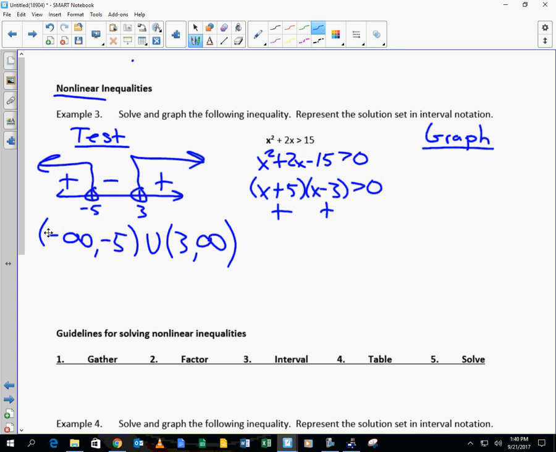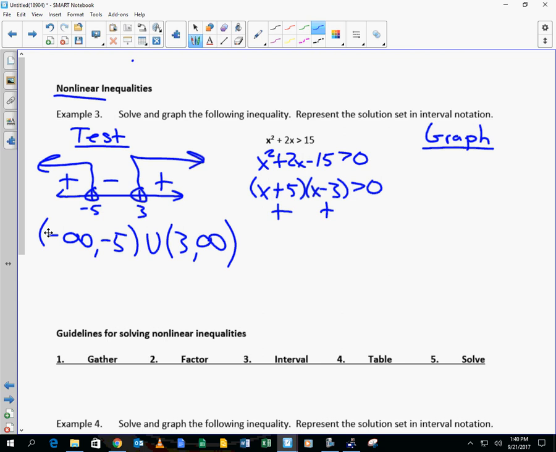Now, some of you are like, well, I don't really like the testing point thing. That's fine. I'm going to show you how to graph it. Problem is, you don't know how to graph everything. So tomorrow I'm going to show you some things you don't know how to graph, and you'll have to go to the point testing option. And you'll be better at it tomorrow. Trust me.